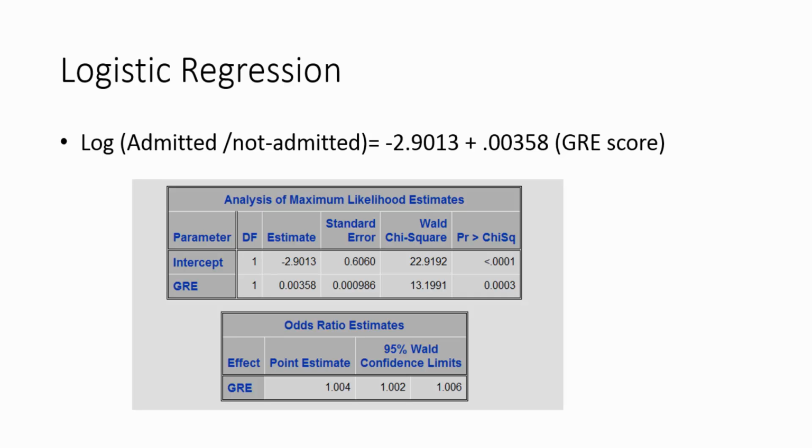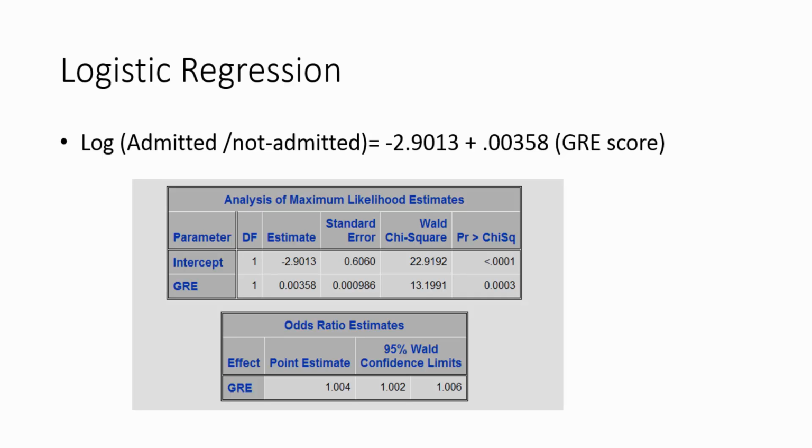To explain how to interpret the odds ratio, I have taken a very simple example here. This is directly a model coming from one of my data sets, wherein the dependent variable is admit: whether a student is admitted to a graduate school or not. If a student is admitted, the dependent variable takes 1, else it takes 0. So it's a binary variable.